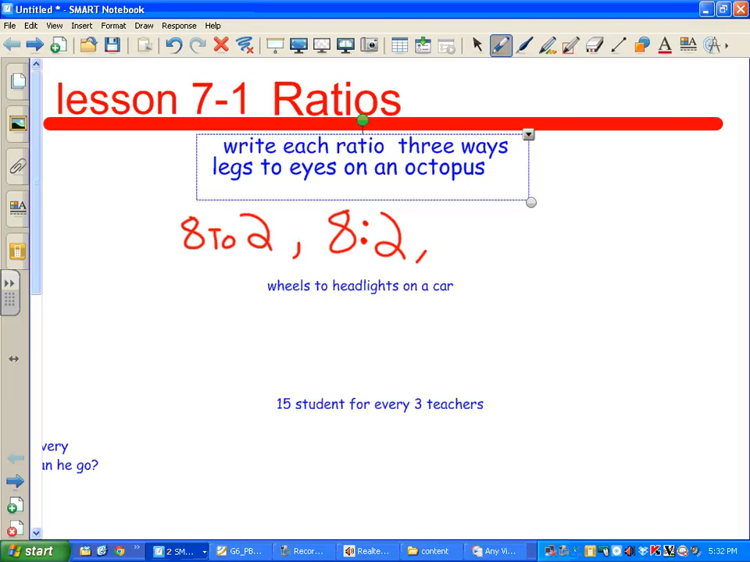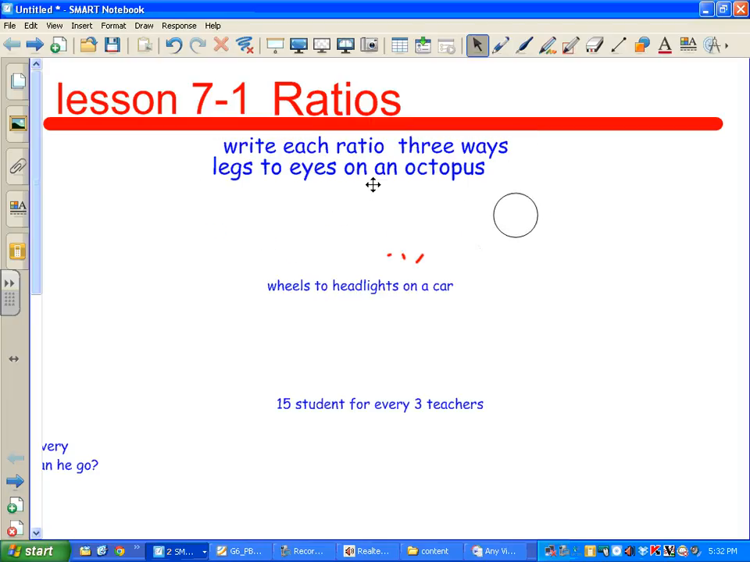Or you may have figured this out already, and this will lead to how we solve a lot of really neat problems, is I can also rewrite this as a fraction. 8 over 2. Okay? Either way, it shows a relationship of 8 to 2. 8 legs for every 2 eyes. So if there are 4 eyes looking up at me from an aquarium full of octopuses, I know there are going to be 16 legs in there. All right. That's our first example.